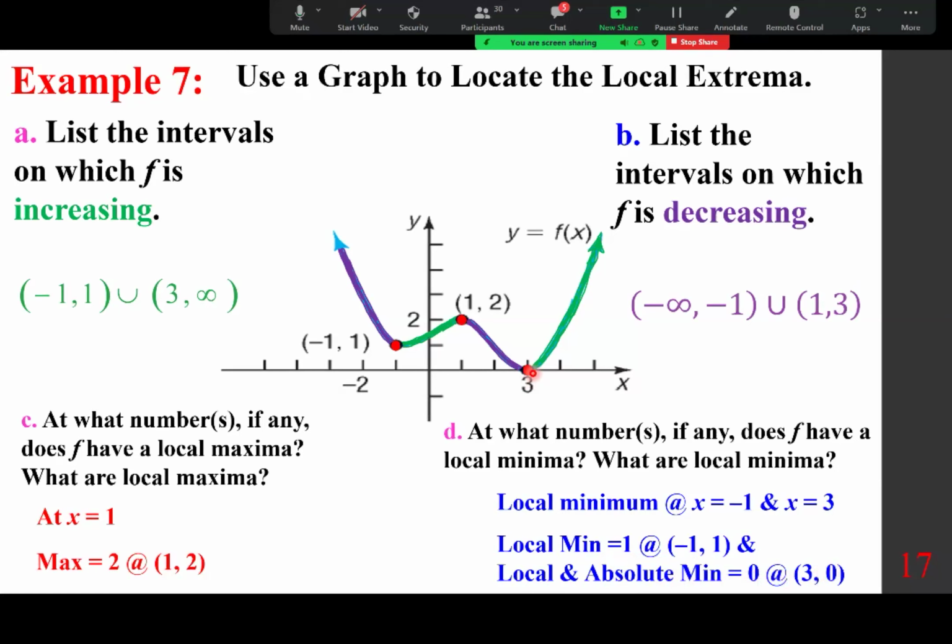Now, this one is a local minimum. Also, because if it's a valley, if it's a peak, it's local. Also, this is absolute. Why? No other point has a smaller y coordinate.